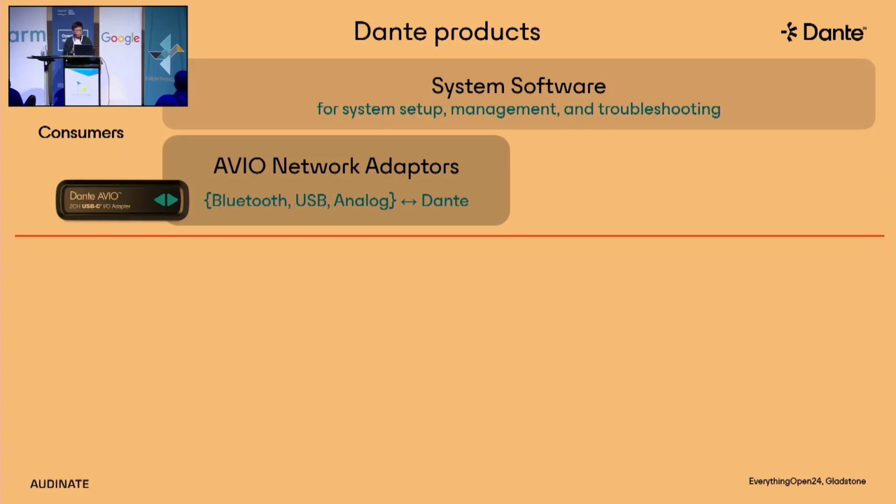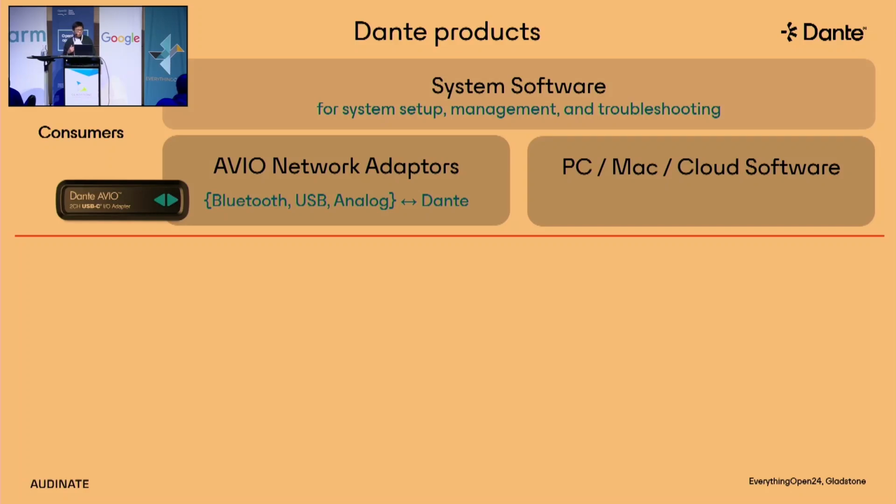So for the Bluetooth ones, you can use your phone to connect to that device and play audio into the Dante network from your phone. And for the USB ones, if you plug it into your laptop or your PC, it shows up as an audio sound card where you can do audio playback into the Dante network as well.